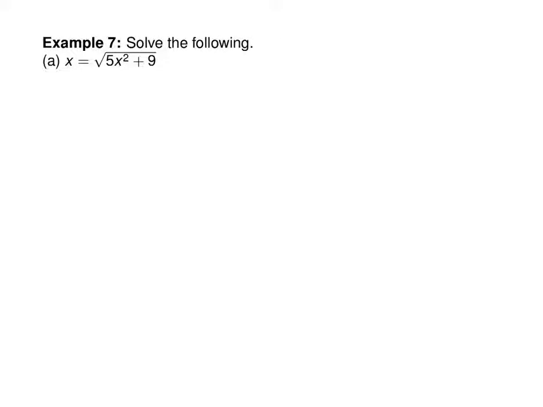Okay, and then just some random stuff. Random stuff, how would you start this one? Square both sides. So you're going to get x squared equals 5x squared plus 9.